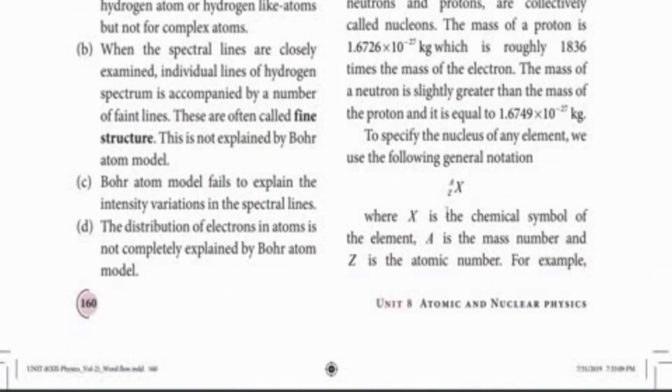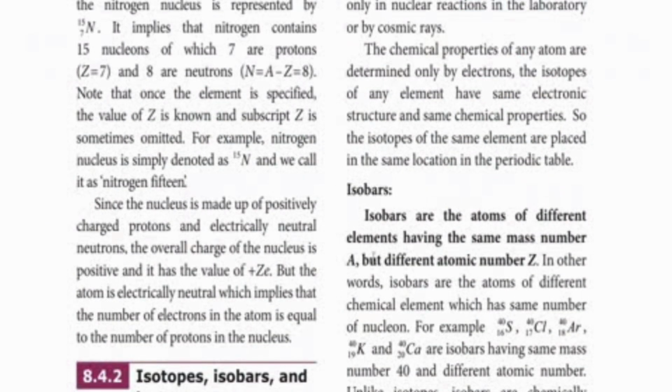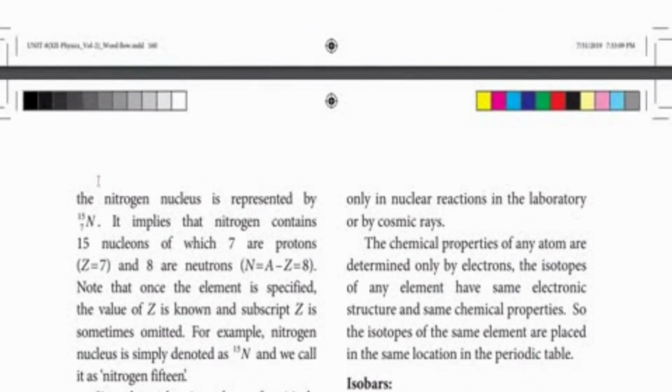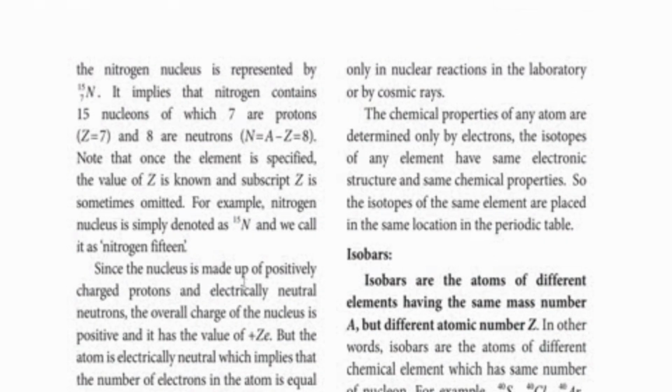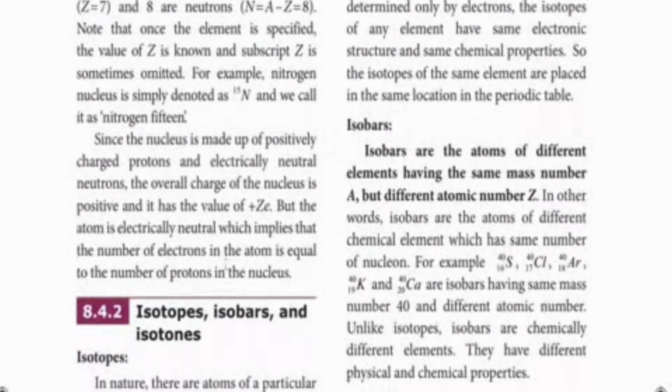Usually the element is represented by the letter X. The mass number is written in the superscript, and the atomic number is written as a subscript. For example, nitrogen-15 means 15 is the mass number and 7 is the atomic number. Suppose the 7 is not indicated, we can still call it nitrogen-15.